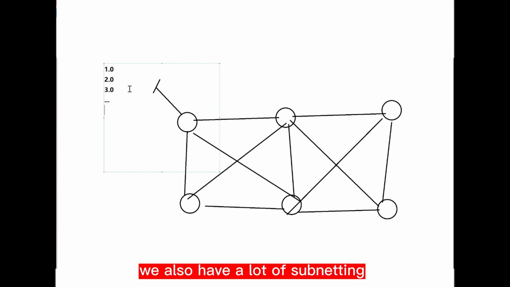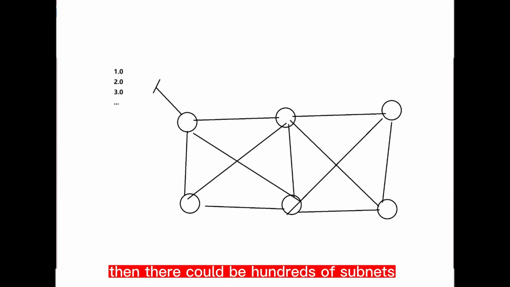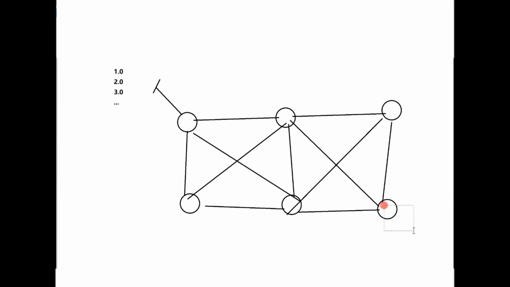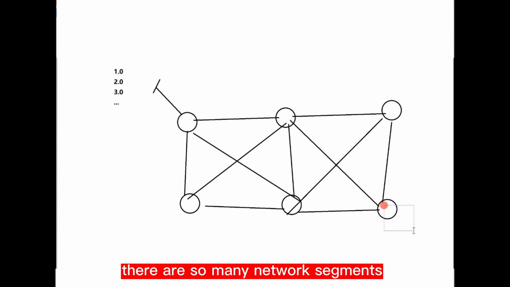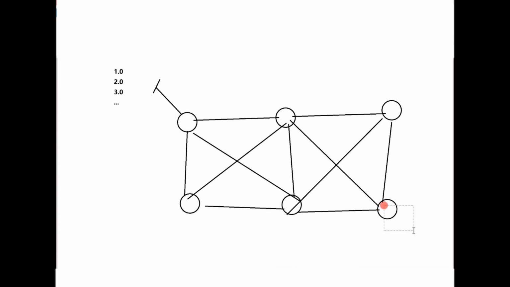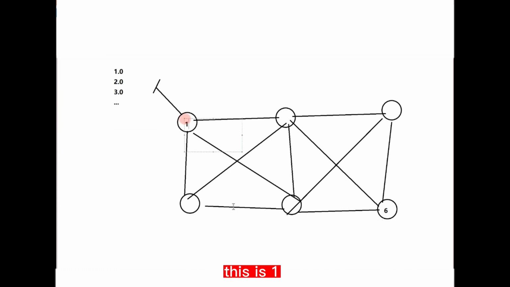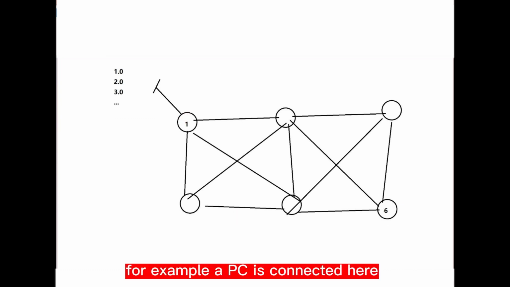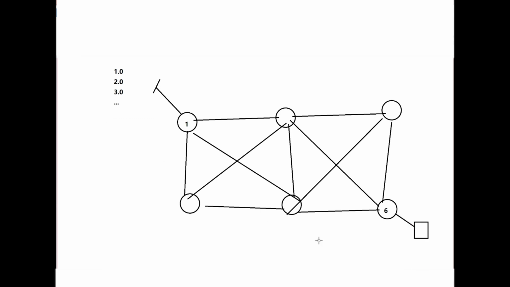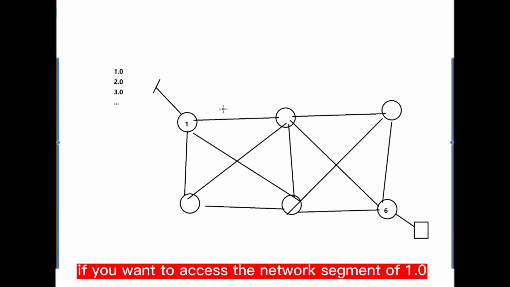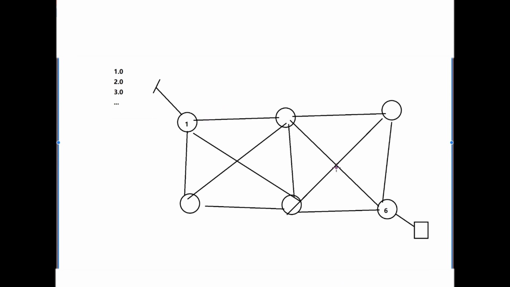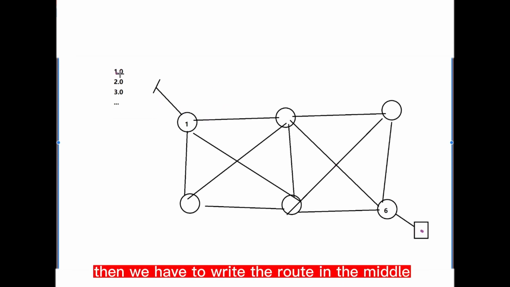We also have a lot of subnetting. Then there could be hundreds of subnets. There are so many network segments on the left side of this router. The rightmost router is assumed to be 6. This is 1. For example, a PC is connected here to access the following network segments. If you want to access the network segment of 1.0, then we have to write the route in the middle.